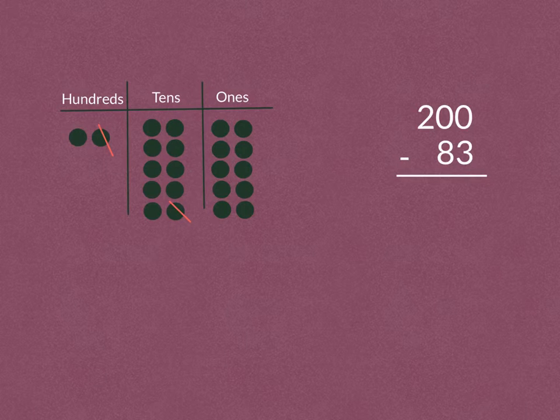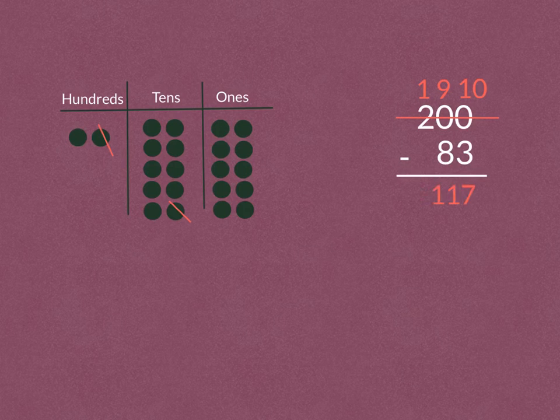As you can see from over here in the chart where we decomposed, we now have 100, 9 tens, and 10 ones. So that number needs to be converted over to the right side of the problem where it says 200 still. When we convert it over to the right side, it looks like this, with 100 in the hundreds place, 9 in the tens place, and 10 in the ones place. Now we can finish subtracting because it's possible to subtract 10 minus 3. And when we're all finished, we end up with the result of 117.